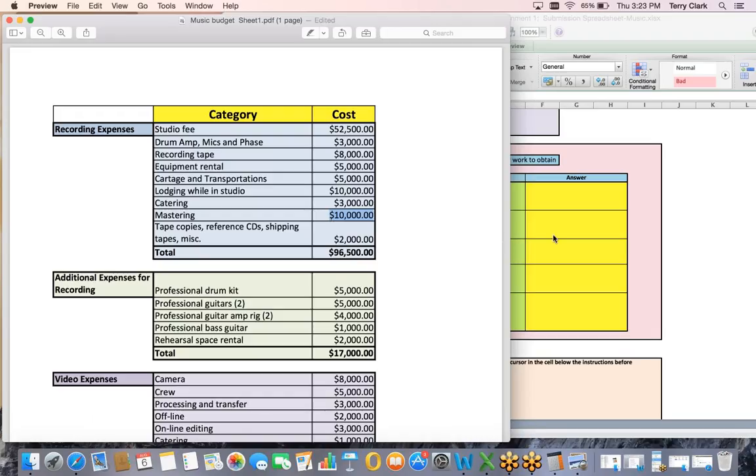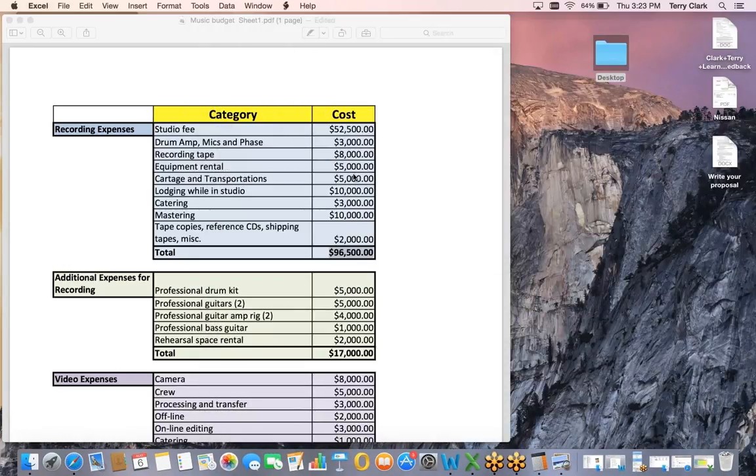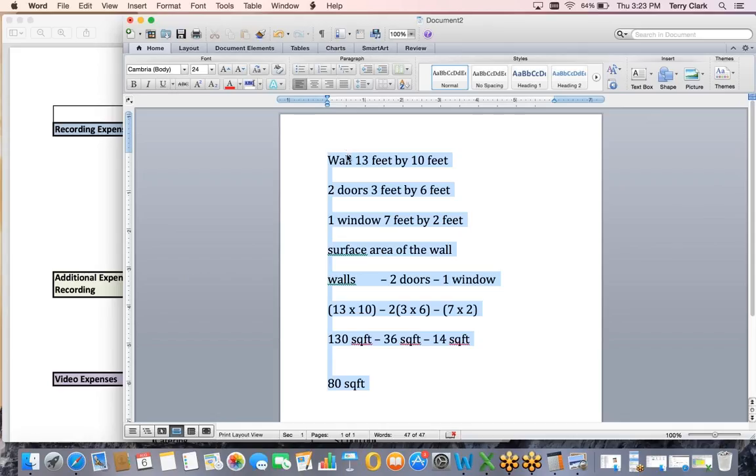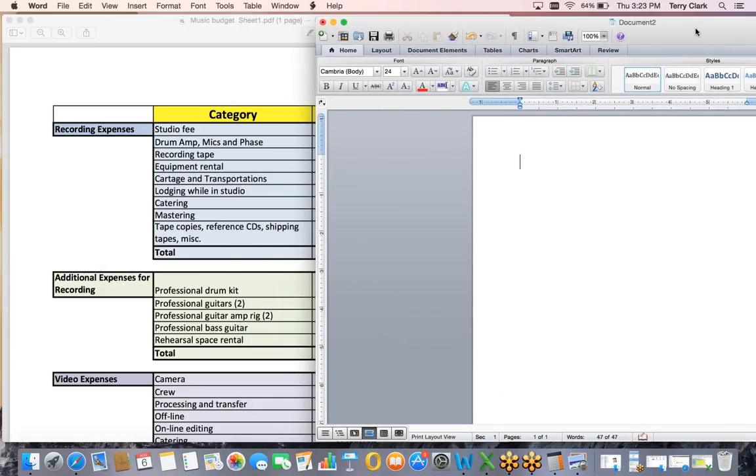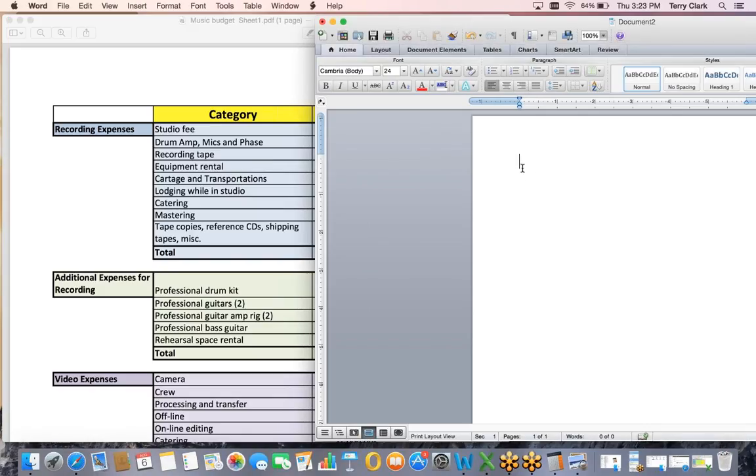And then I'm looking for the recording, which is the total here. Okay. Now let's say, for instance, if they ask me what percentage of the recording expenses is the recording tapes. Let's say they asked me for the percentage for the recording tapes and not the mastering. When they say percentage, what they mean is the percentage of the total that is the recording tapes. So I'm going to take the recording tapes, which is 8,000.